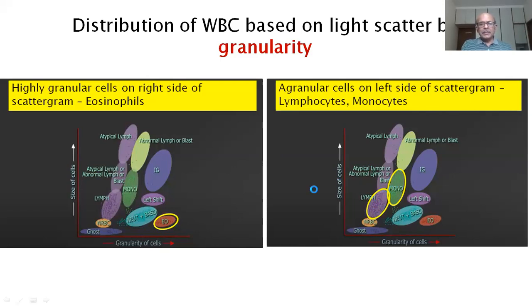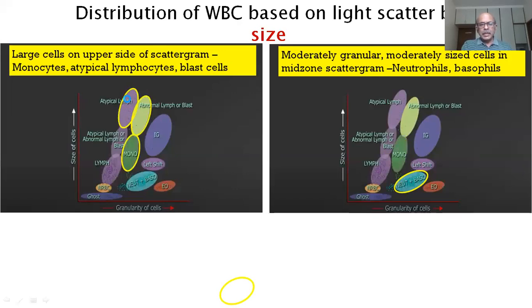The cells which are largest are on the upper side of the scattergram. So you have lymphocytes, monocytes somewhere in between. Atypical lymphocytes and blast cells, which are quite large, are at the up end of the scattergram, while moderately granular, moderately sized cells are in the mid portion of the scattergram. You have neutrophils and basophils, moderately granular and moderately sized cells.